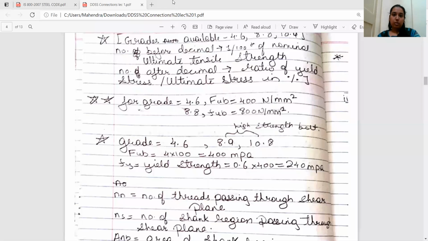Mostly in the problems the grade that will come is 4.6 only. These high strength bolt grades come in very rare cases. Mostly while solving the problems you will be having the grade that is 4.6 only. So just note down the values for FUB and FY for grade 4.6.